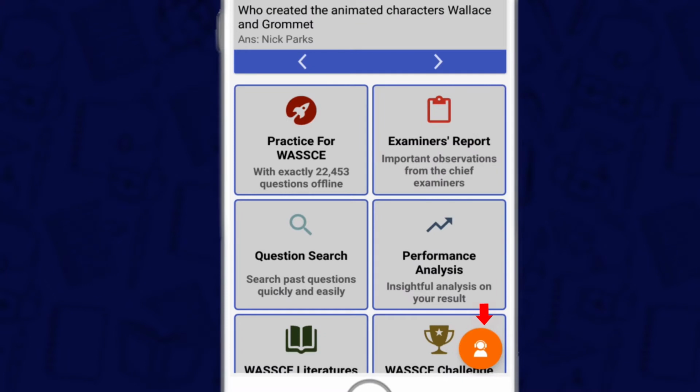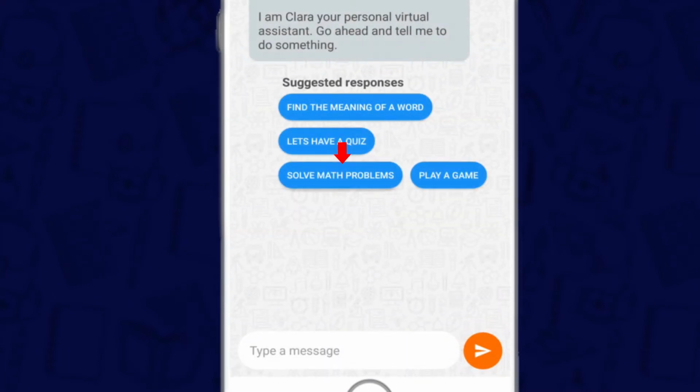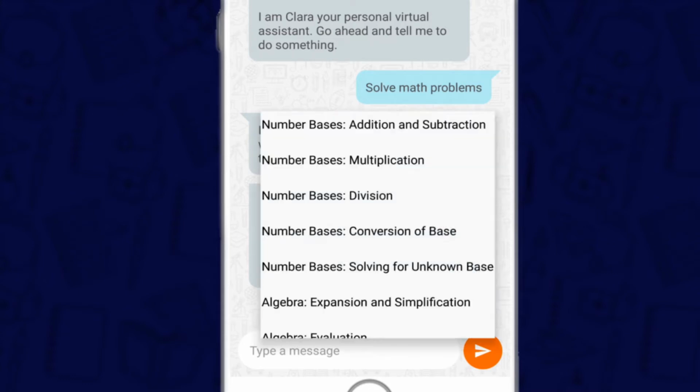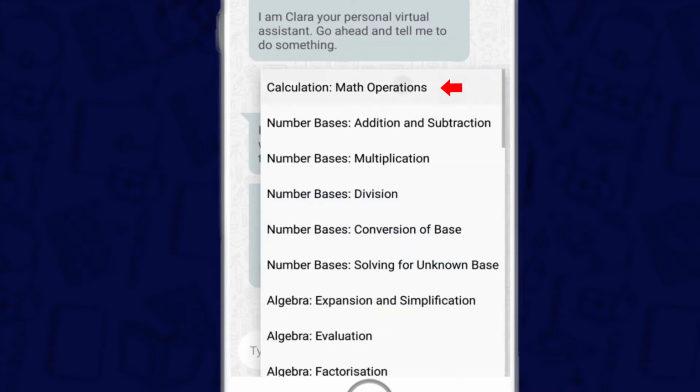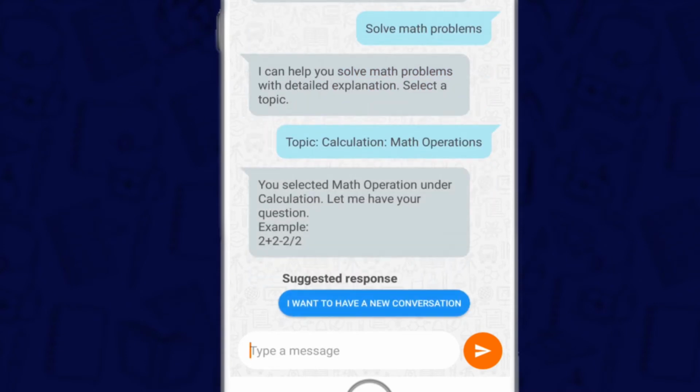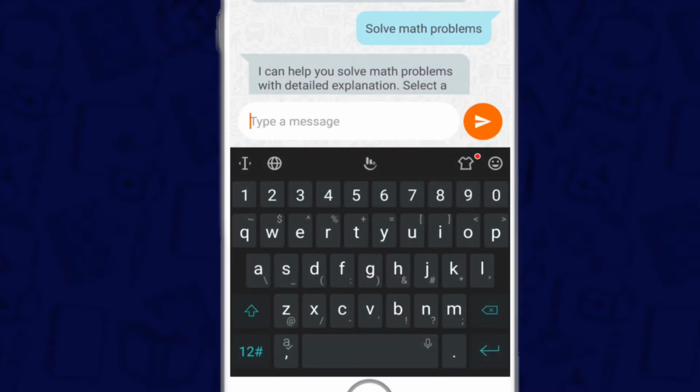Now, click the chatbot to start a conversation with Clara. Click Solve Math Problem to activate the MathBot. Since the questions we want to solve are under calculation, we click the first option from the drop-down menu. Click Send. Now we can ask Clara the question.